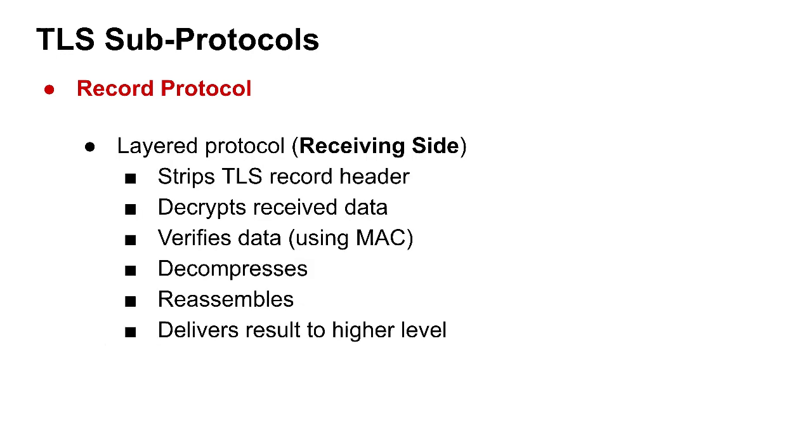On the receiving side, it undoes that, so it strips the record header off, decrypts the data, verifies the MAC, decompresses if needed, reassembles the data, and then hands it back to your application or the higher level protocol.